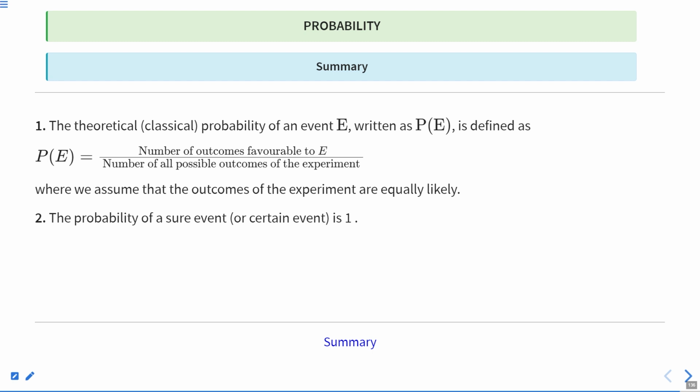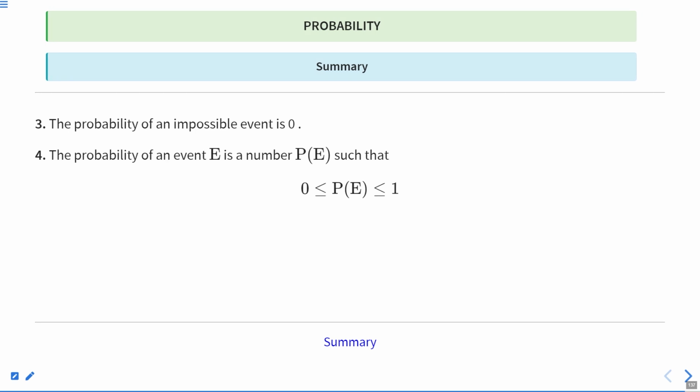And second point, we have studied in our previous lecture, the probability of a sure event or certain event is 1. The event which must happen is called a sure event or certain event, and its probability is 1. And then the probability of an impossible event is 0. What is an impossible event? An event that cannot possibly happen is called an impossible event, and its probability is equal to 0.